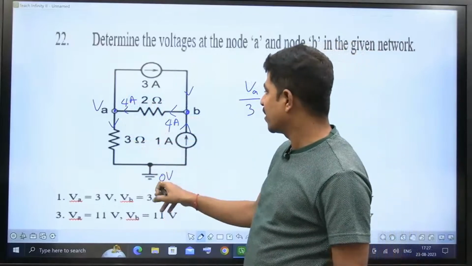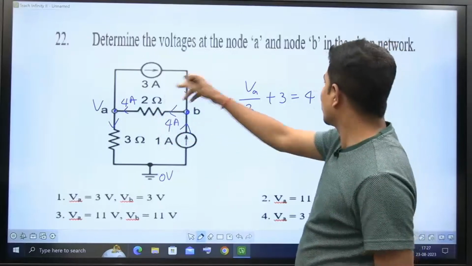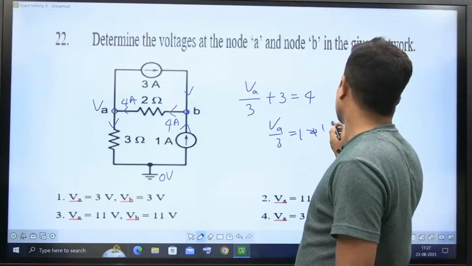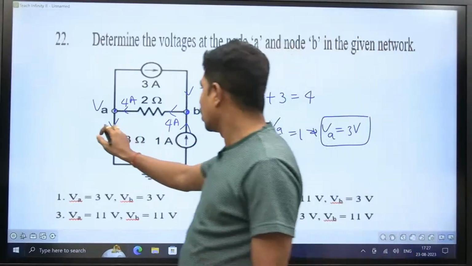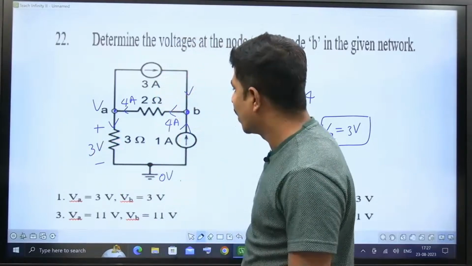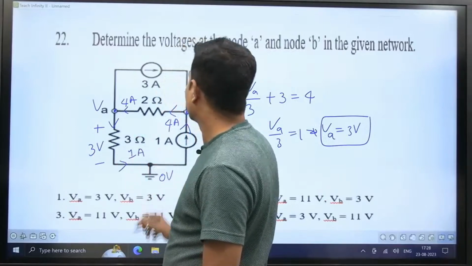Directly I can apply Ohm's law here. Why? Because this is 0 volt, this is VA. VA by 3 is leaving and 3 is also leaving. So VA by 3 is equal to 1. That implies VA is equal to 3 volts. Done. I got this voltage as 3 volts. If that is 3 volts, how much is the current in this one? 1 ampere. This current is 1 ampere, in fact.